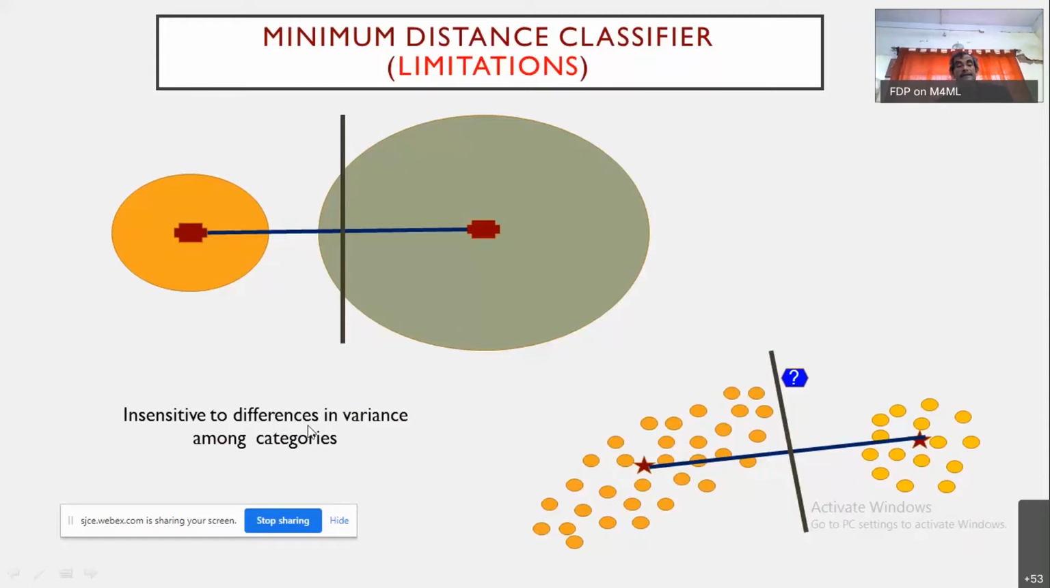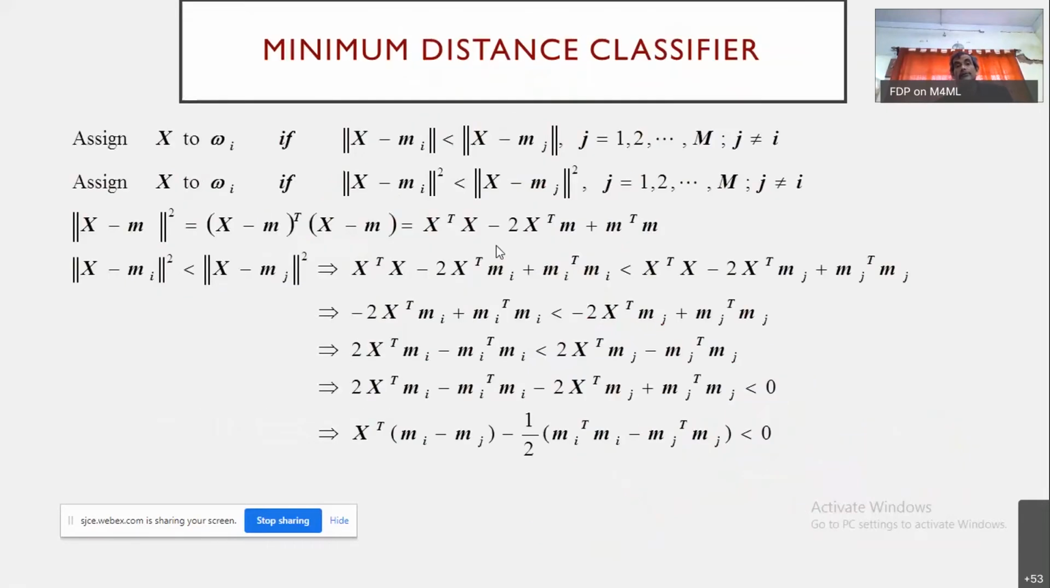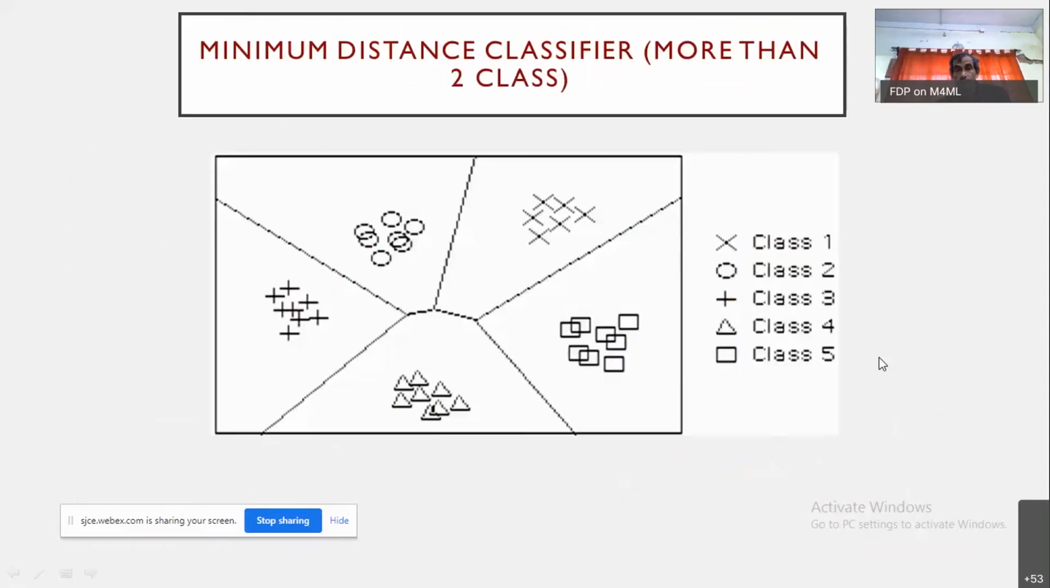Practically, this is insensitive to the variance of the noise, the variance of the categories. Noise will actually affect a lot. Since we are taking the arithmetic mean, the effect of noise will be too much. So this may not be a good classifier. This is the general expression for that, the same thing I showed you in the previous slide. This was the equation of the line. So this may not be a good classifier.